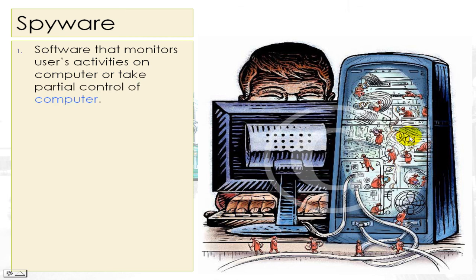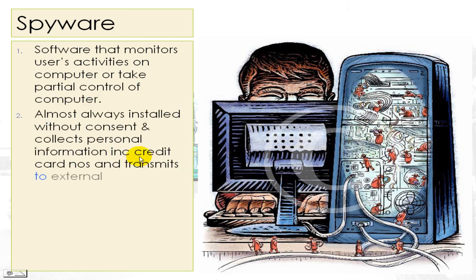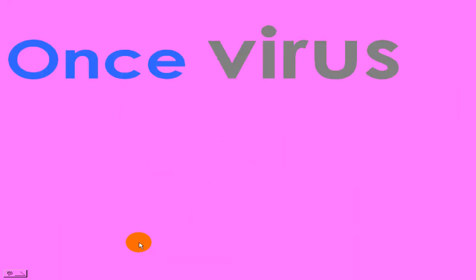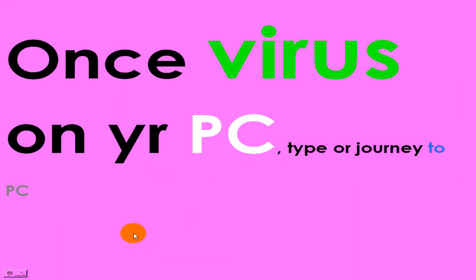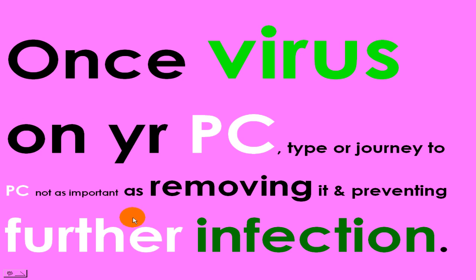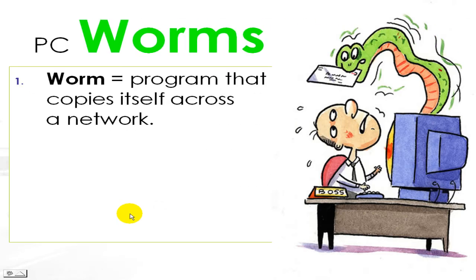Why would they want to spy on your machine? In order to take credit card numbers and transmit information. Also to hijack you to take you to web advertising pages. Once a virus is on your machine, the type of virus doesn't really matter. What you've got to do is to try and prevent further infections by getting an antivirus program.